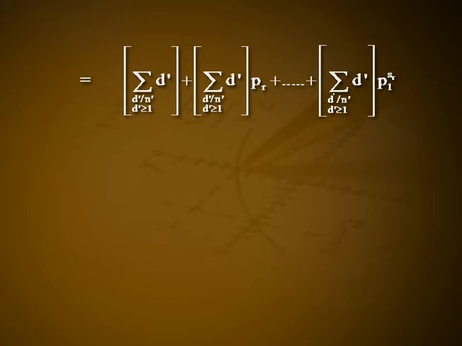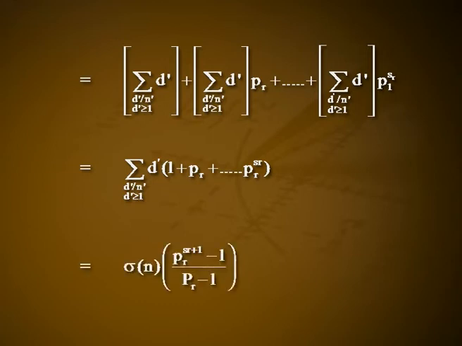plus Σ d'/n, d' ≥ 1, d' into p_r^{s_r}, which is equal to Σ d'/n', d' ≥ 1, d' into (1 + p_r + etc. + p_r^{s_r}), which is equal to σ(n') into (p_r^{s_r + 1} − 1)/(p_r − 1).